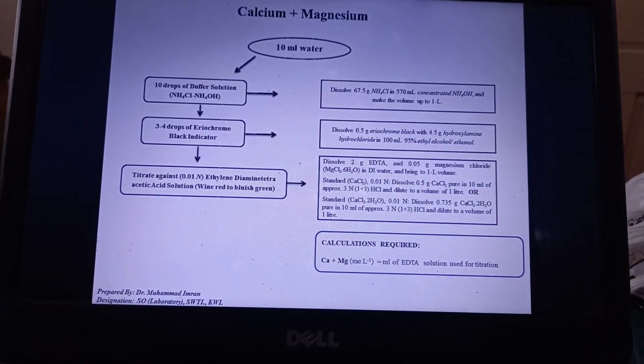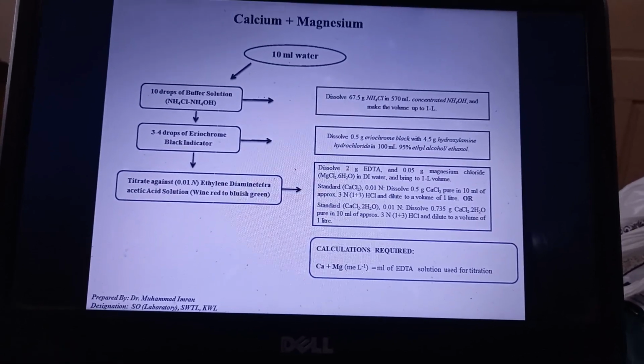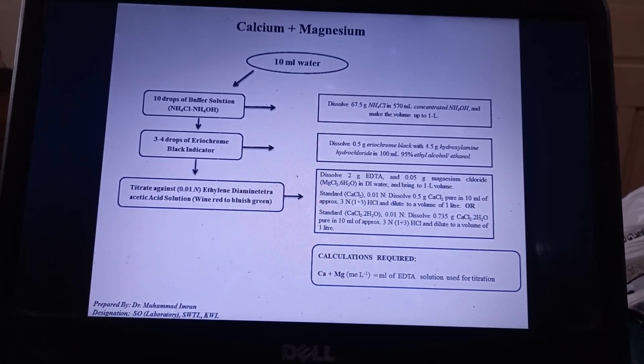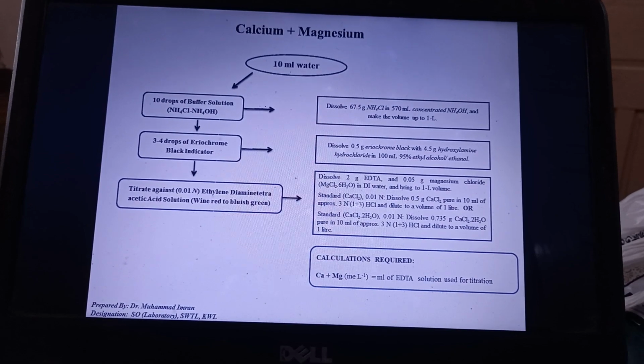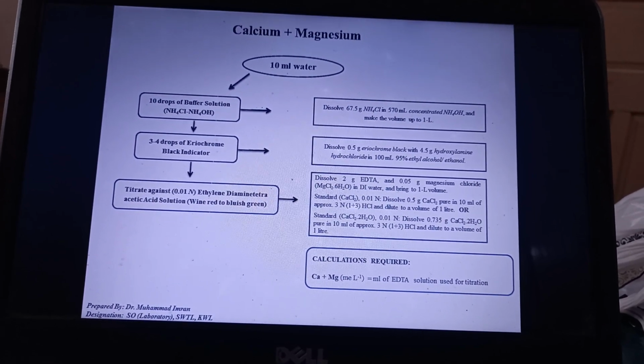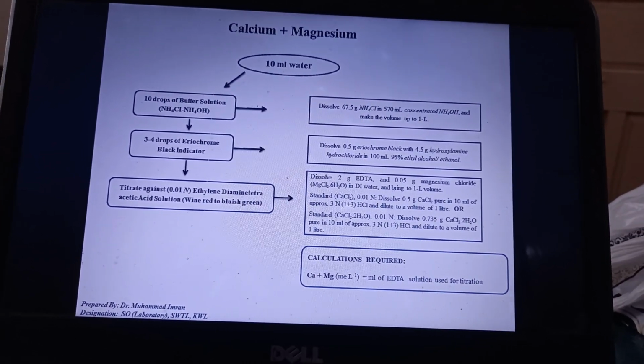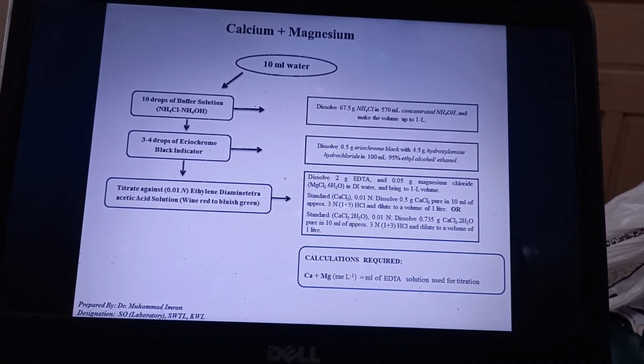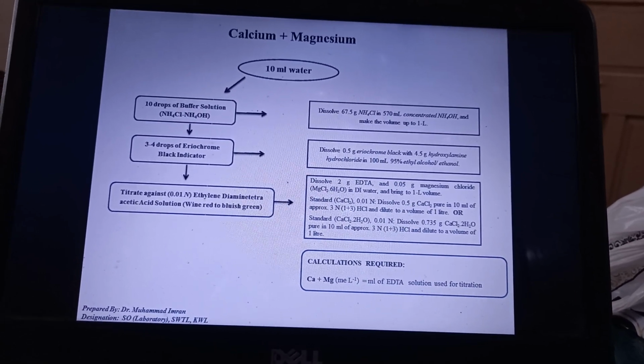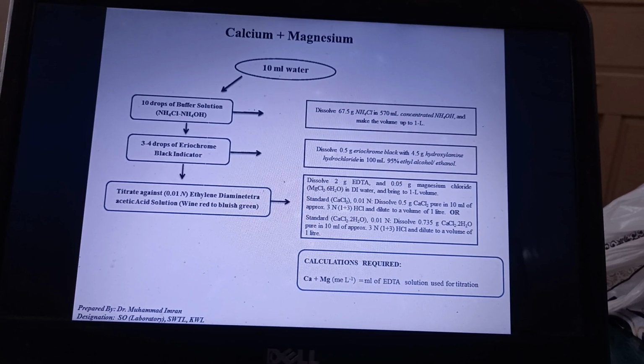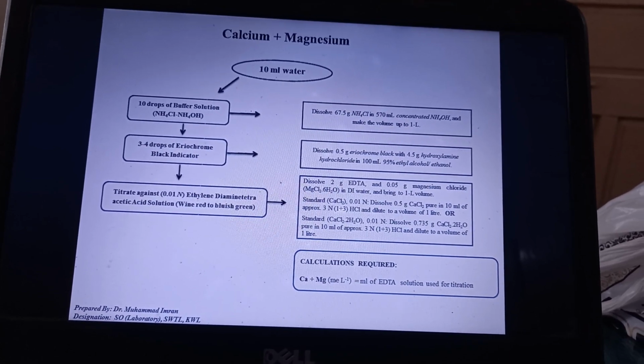First of all, dissolve 67.5 gram ammonium chloride in 570 ml concentrated ammonia solution and make the volume 1 liter. Then this is our buffer solution. After that we have to prepare EBT indicator.